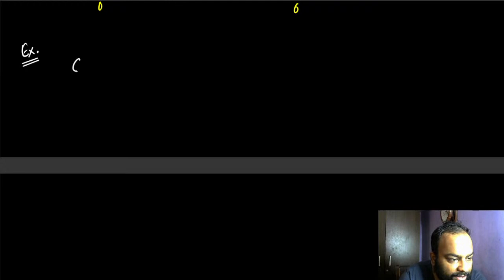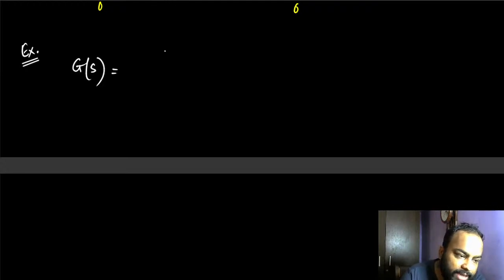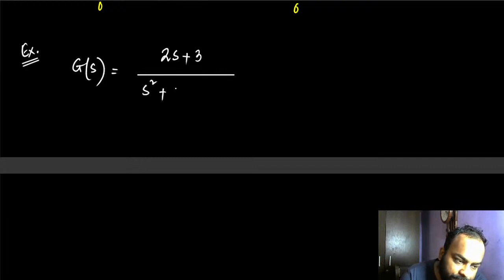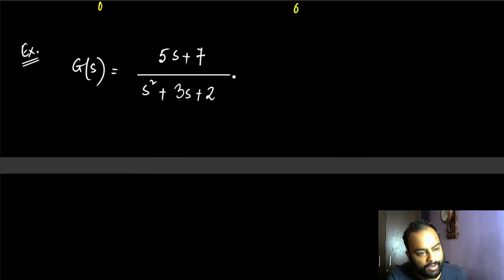Right? So that has been described with a particular transfer function, and let's say the transfer function is, say, 2s plus 3 divided by s square plus, hold on. Let's say it is 3s plus 2. Instead of writing this, let me just write it as 5s plus 7. All right.